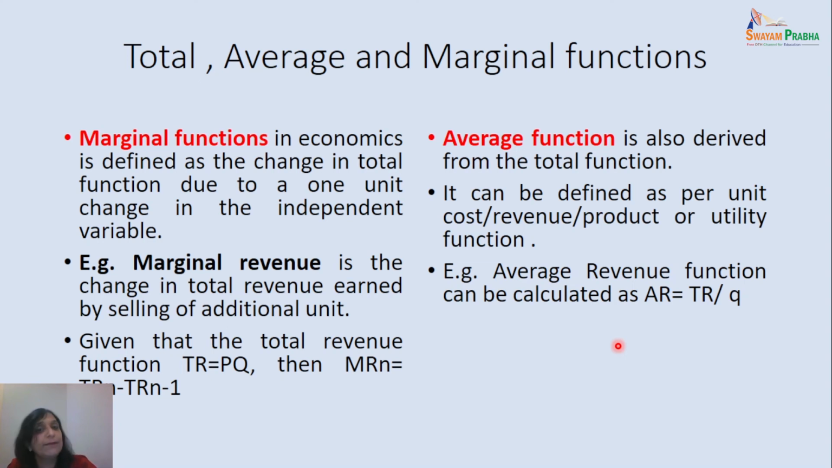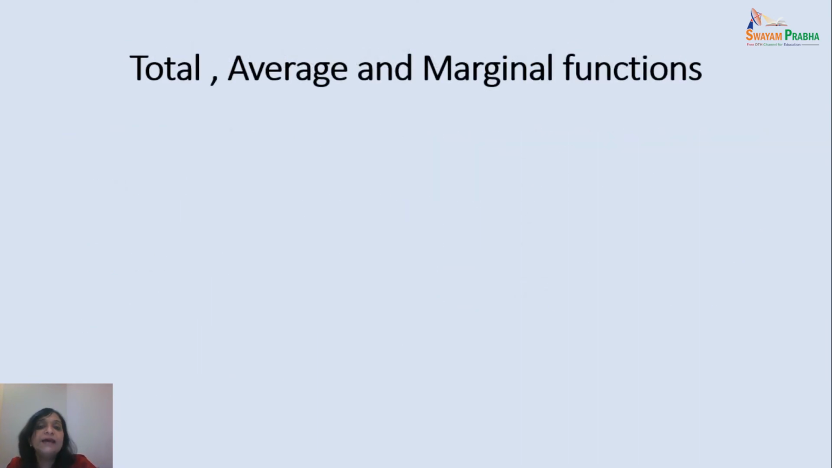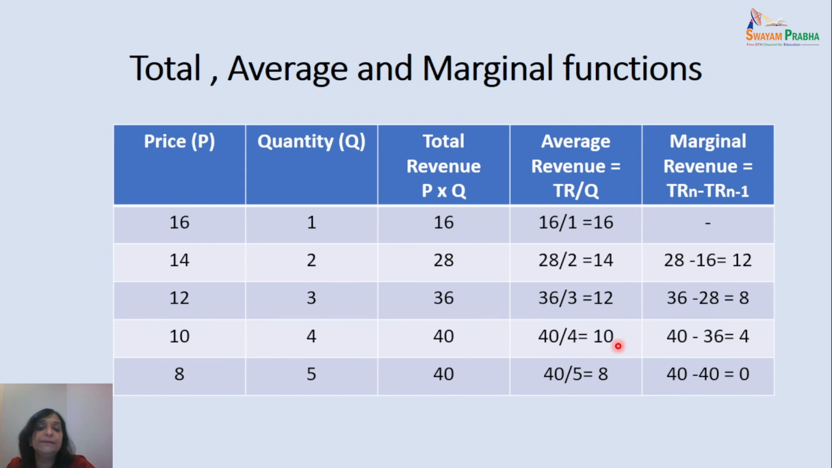I am giving you this table with which you will be able to understand the concept better. As I have told you, for simplification, just for an example, I am taking total revenue, average revenue and marginal revenue functions. It can of course get extended to other concepts also, that is average cost, marginal cost, average product, marginal product.